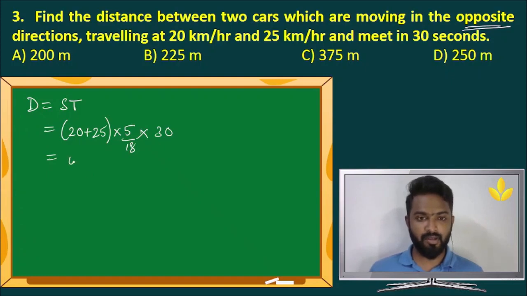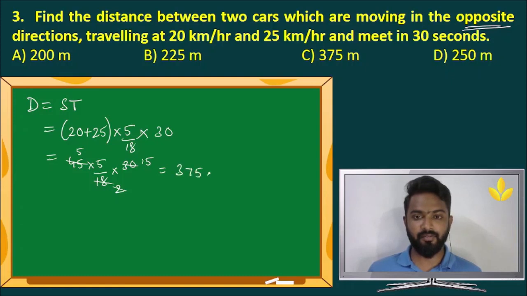Let's do this. We have 45 into 5 by 18 into 30. 9 5s are 45, 9 2s are 18, 2 15s are 30. 25 into 15, the answer is 375 meters. The answer is C. That's it. Let's move on.